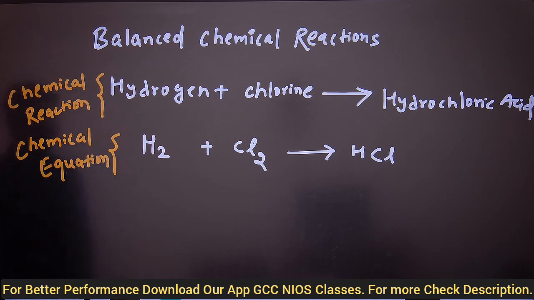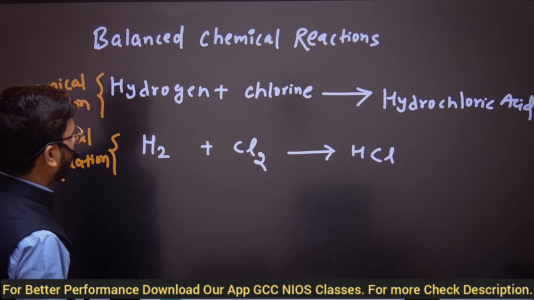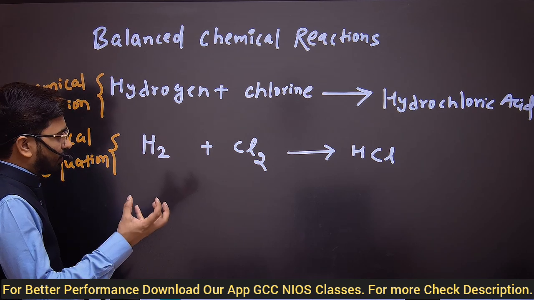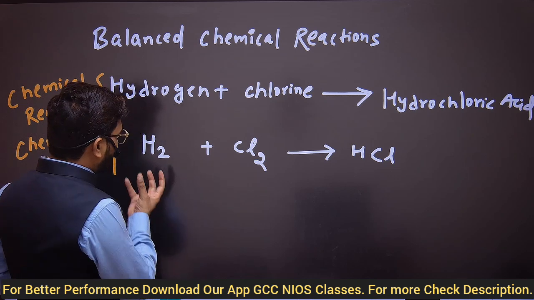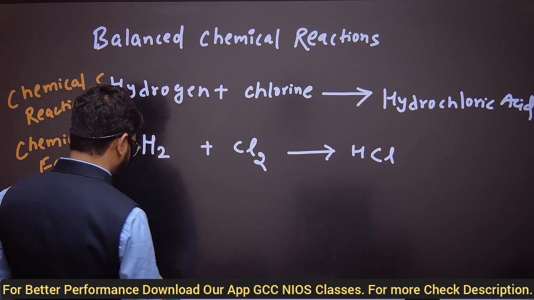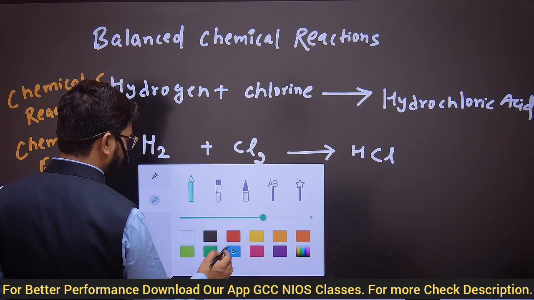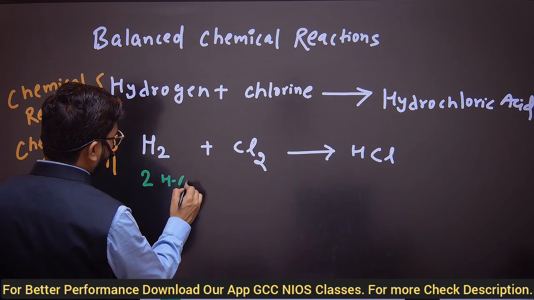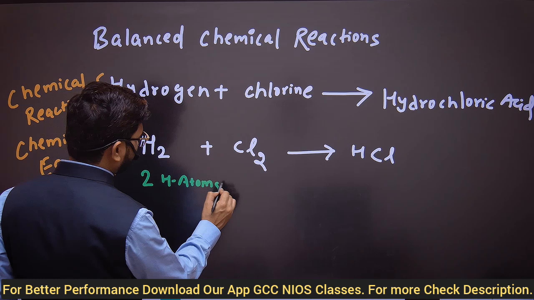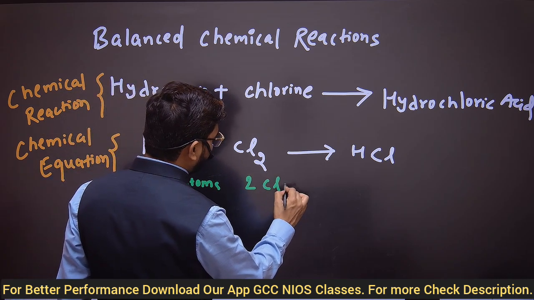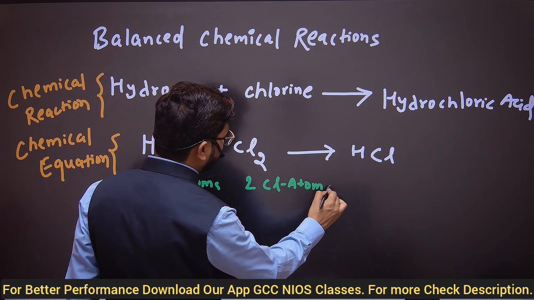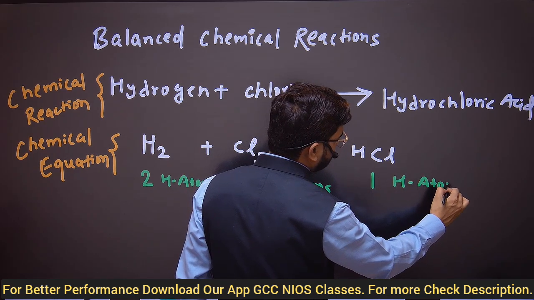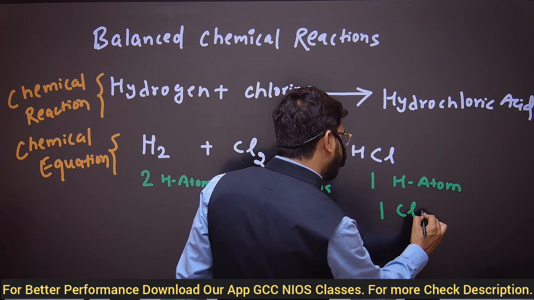This format is a chemical equation, right? So now we are discussing balanced chemical reactions. In this case we have two atoms of hydrogen. Just write here, don't worry. Two H atoms, two Cl atoms. Here one H atom, one Cl atom.